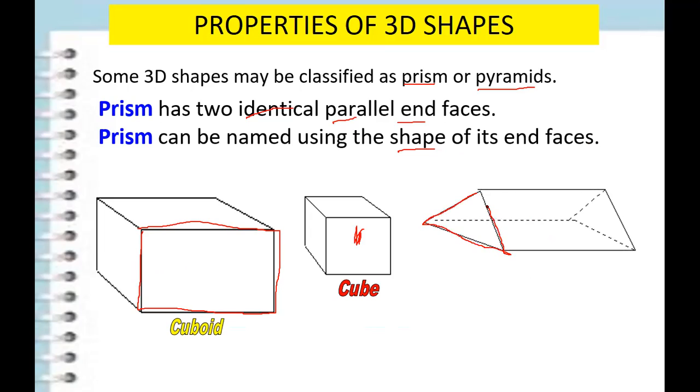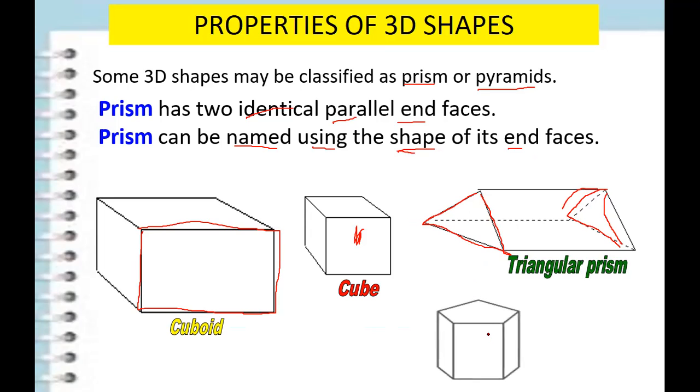It's a triangle, right? And then it says end faces. So the other side is also a triangle. So therefore, what do you call this prism? Since it says here it can be named using the shape of its end faces, both ends of the shape are triangles. Therefore, what do we call it? Triangular prism. Okay? That's so easy.